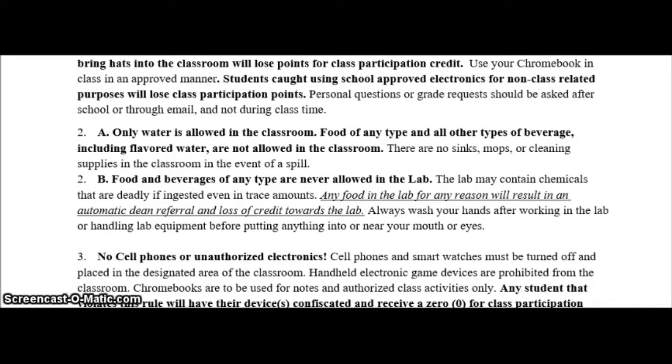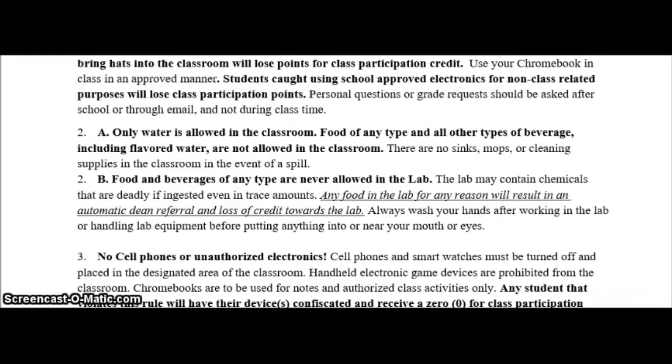Part 2 is broken into 2 parts. 2A applies to the classroom. Only water is allowed in the classroom. Food of any type and all other types of beverage, including flavored water, are not allowed in the classroom. There are no sinks, mops, or cleaning supplies in the classroom in the event of a spill.